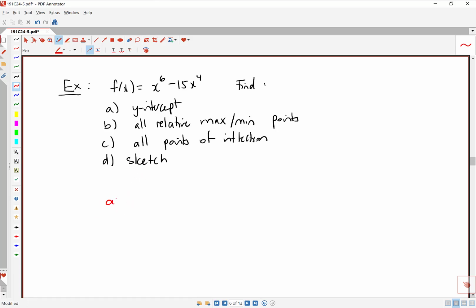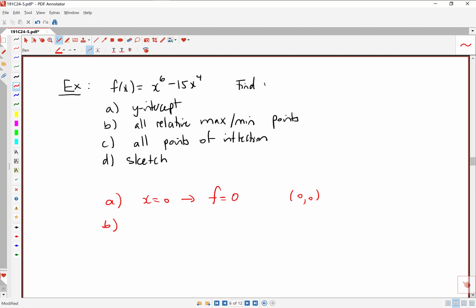So part A, let's start with y-intercept. That's the easiest part. So take x equals 0, plug it into your function, and figure out what your y value looks like. So you can either call this f or you can call it y. Plugging 0 into our function, we get 0. So that tells us our y-intercept is (0, 0). Great. That'll be helpful when we make our sketch.